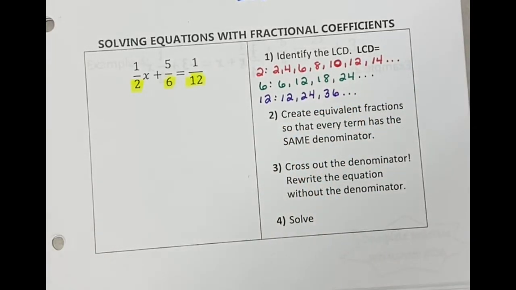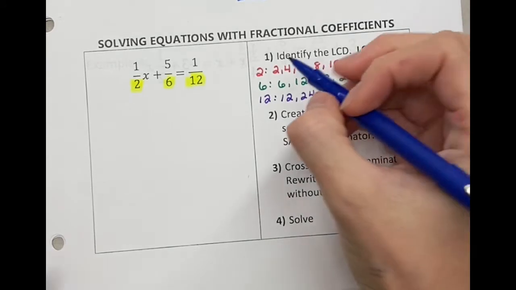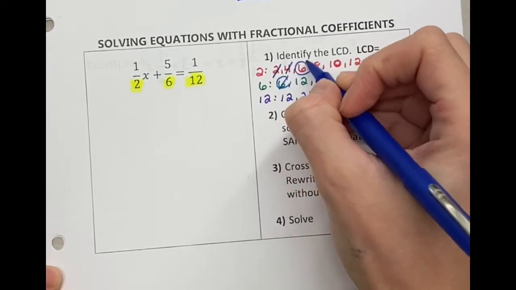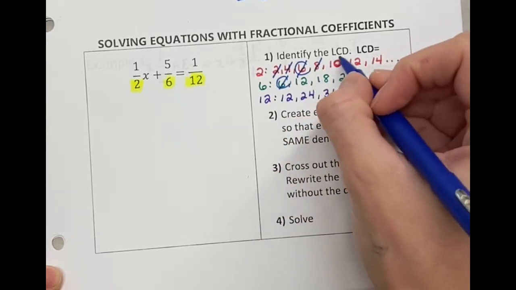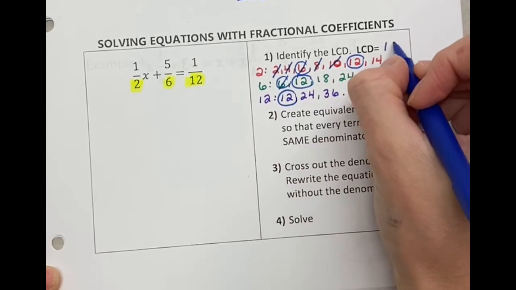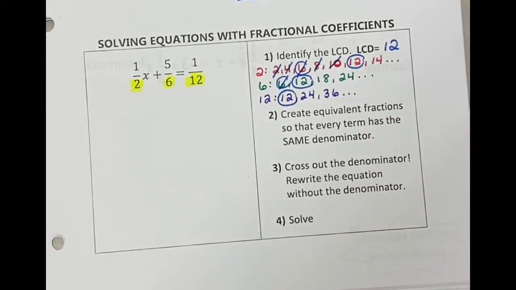So what's my least common denominator here? 2 is not in all of them. 4 is not. 6 is in 2, but not all of them. 8 is not. 10 is not. But we have 12. So my least common denominator is 12.